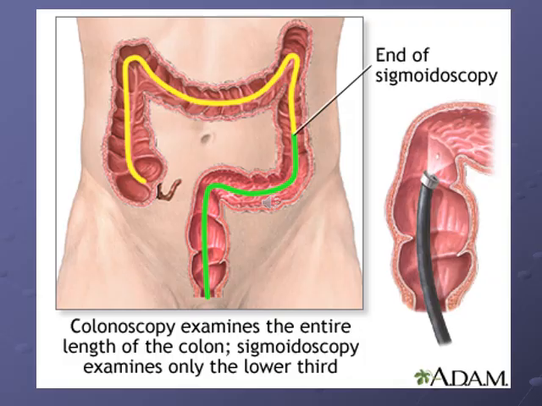So the green section here on the slide is showing you where they are looking for the sigmoidoscopy, and then of course the yellow, the rest of the yellow would be what would be for a full colonoscopy.